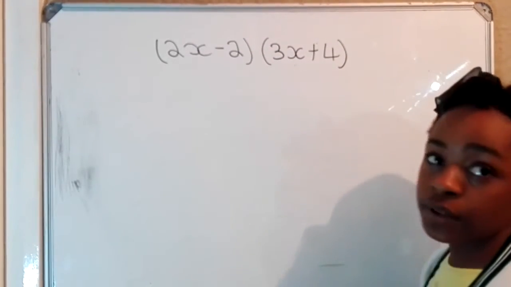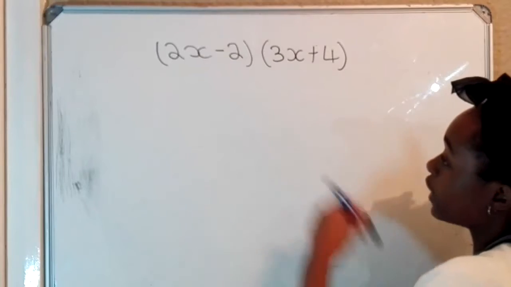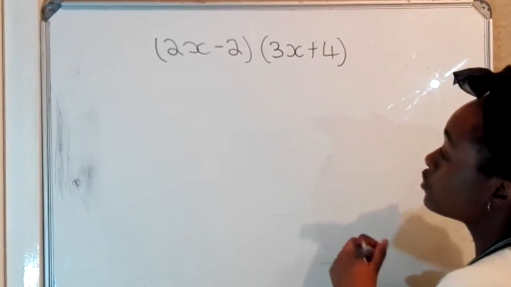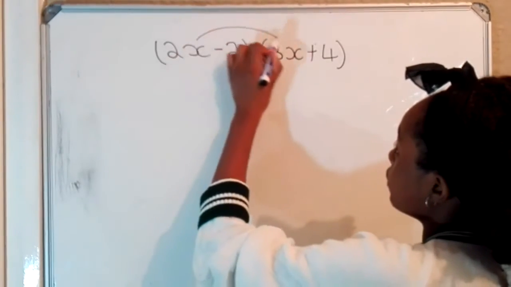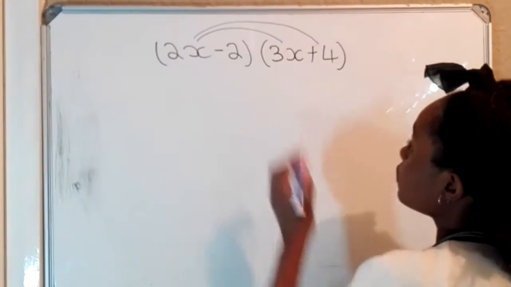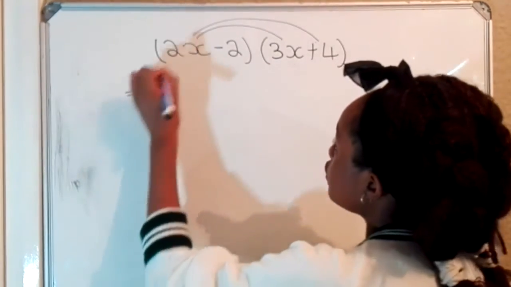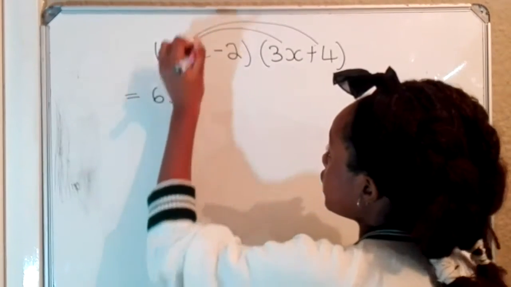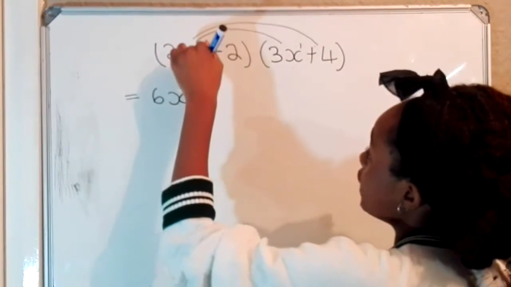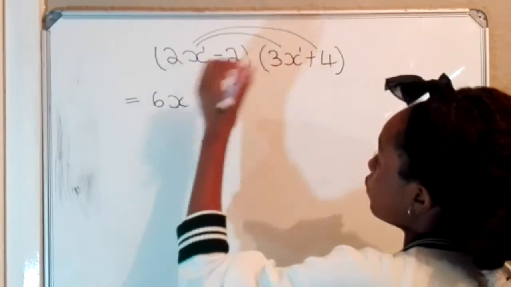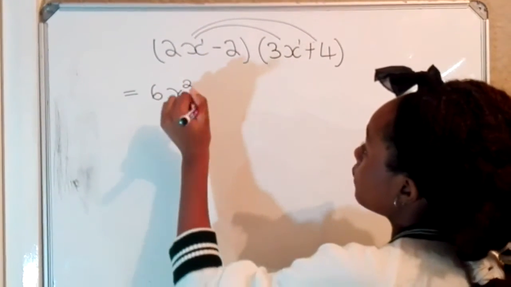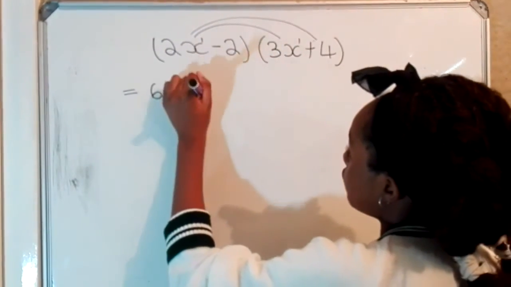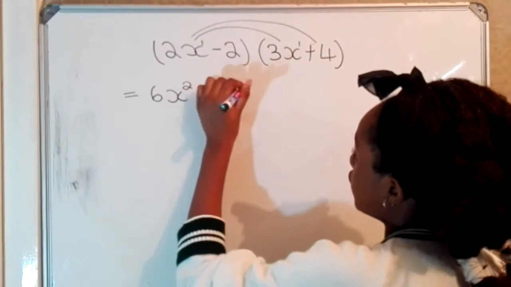So here we have multiplication of binomials because in each bracket we have 2 terms, so it's binomial multiplied by binomial. So we need to distribute 2x to each term. We're going to have 2x times 3x, so 2 times 3 gives you 6, and with the x there's a 1 over here and a 1 over here, so we add the exponents. 1 plus 1 gives you 2, so we have 6x squared, and then 2x times 4, so 2 times 4 gives you 8, and we're left with x.